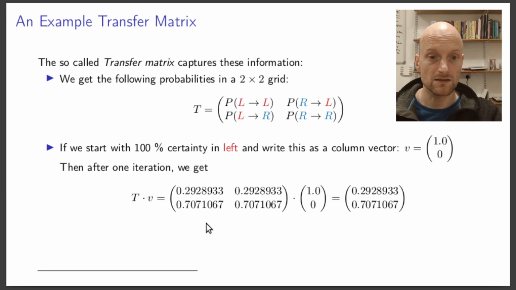So to answer the question, for example, if we start with 100% certainty somewhere on the left, and if we encode this probability of only being on the left by a vector which has a 1 in the first component and a 0 in the second component, representing 0 probability of being on the right, then after one iteration of our dynamical system, the probabilities of being on the left or on the right are given by this matrix product.